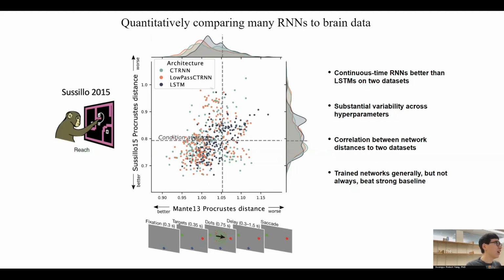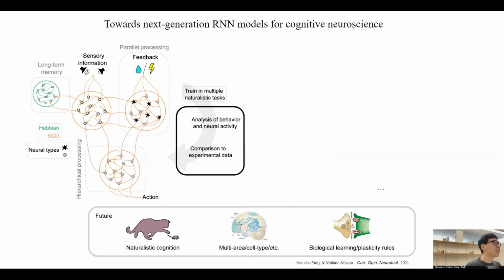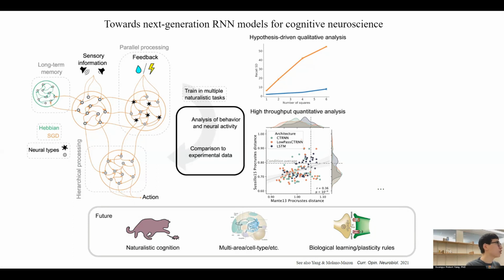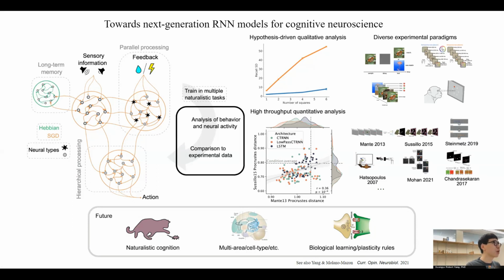So with that, I'll end by just saying that today I've shown you just a little piece of everything we're trying to do, essentially focusing on some hypothesis-driven qualitative analysis for working memory and some high-throughput quantitative analysis for recurrent networks. But there's a lot more to do.